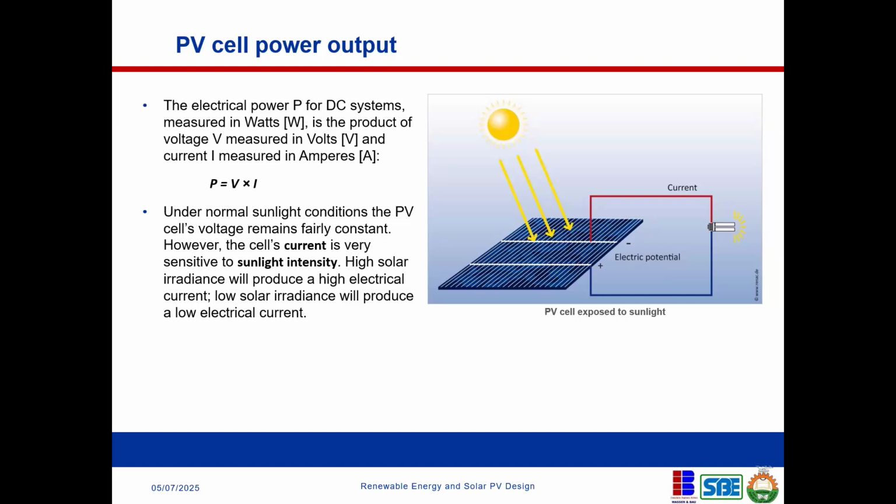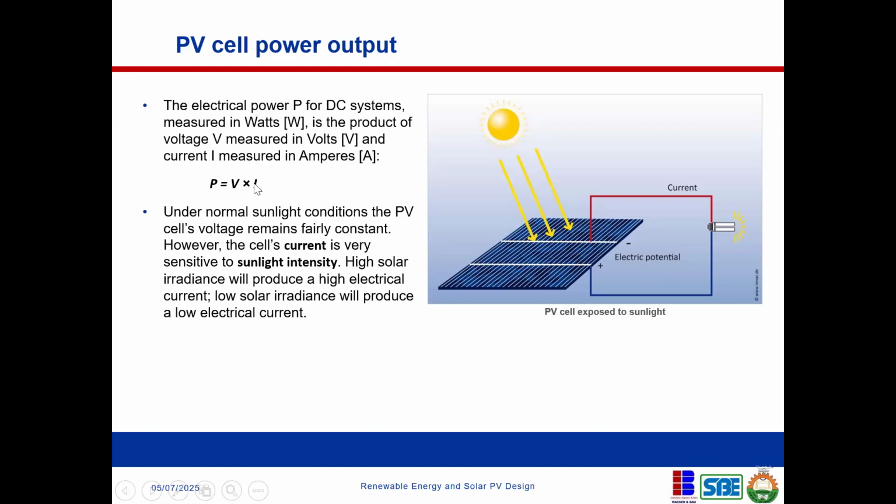So what this simply is saying is that once the sun comes out, the voltage of your PV module is relatively constant. It does not change so much. But what actually changes so much is your current. Remember that power is a product of voltage and current. So when the sun comes out, the voltage is relatively stable, but this current changes so much.